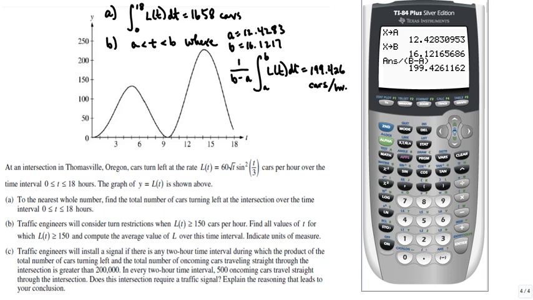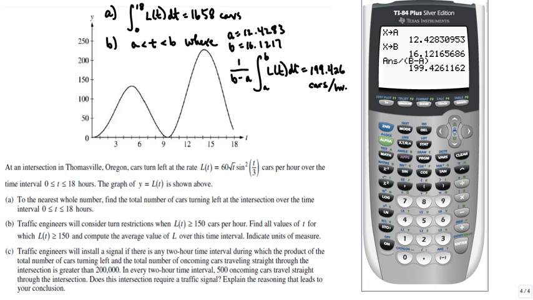Okay, in this video we'll continue with part C of this problem. Traffic engineers will install a signal if there is any 2-hour time interval during which the product of the total number of cars turning left and the total number of oncoming cars traveling straight through the intersection is greater than 200,000. And in every 2-hour time interval, 500 oncoming cars travel straight through the intersection.